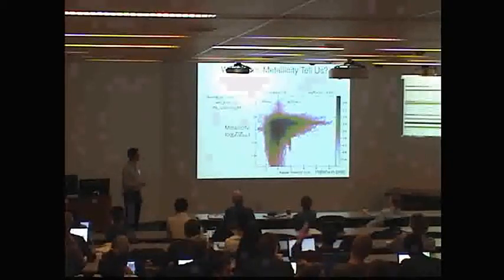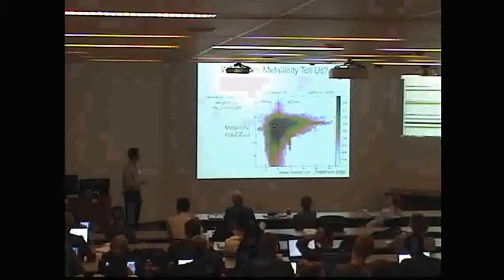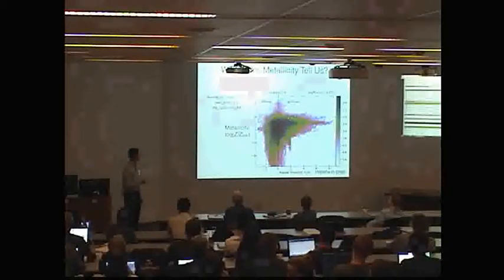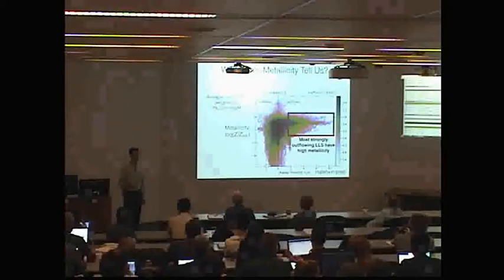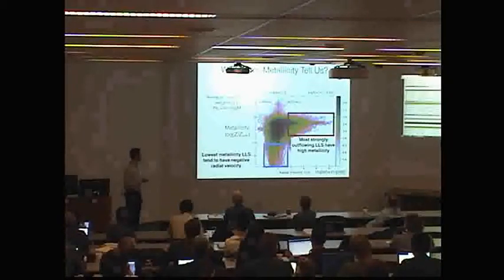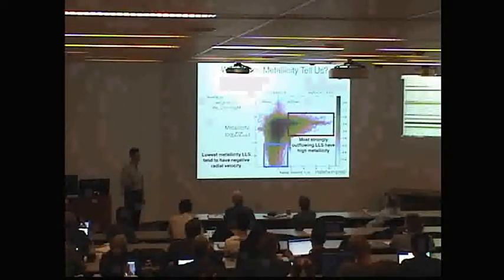And you'll note that most LLS have a metallicity between -2 and 0, and a radial velocity between -1 and 1. But importantly, the most strongly outflowing LLS, those with a radial velocity greater than 2 times the circular velocity, are consistently high metallicity. And conversely, the lowest metallicity LLS tend to have negative radial velocity. So what does this say about the two-branch interpretation?